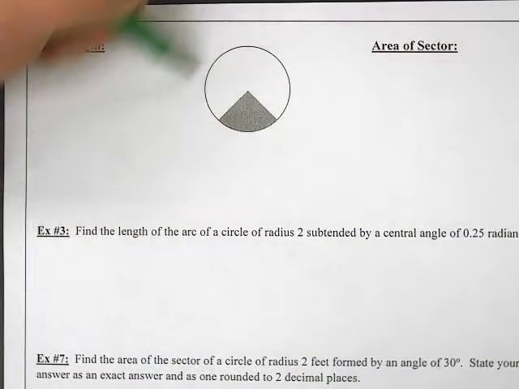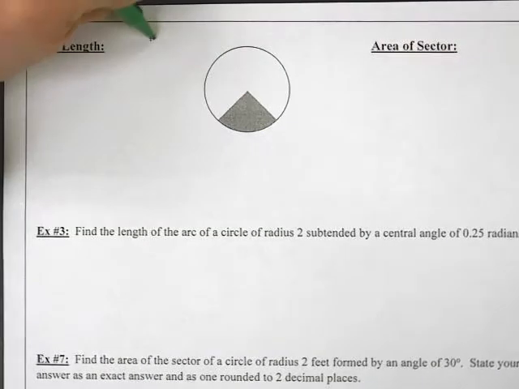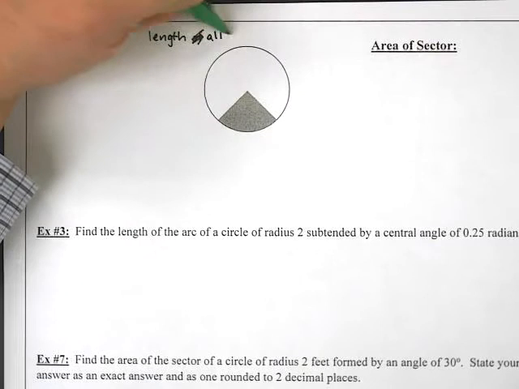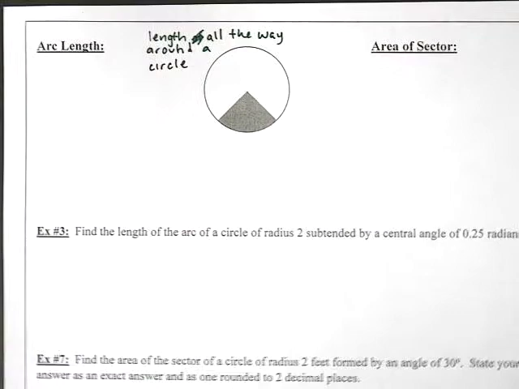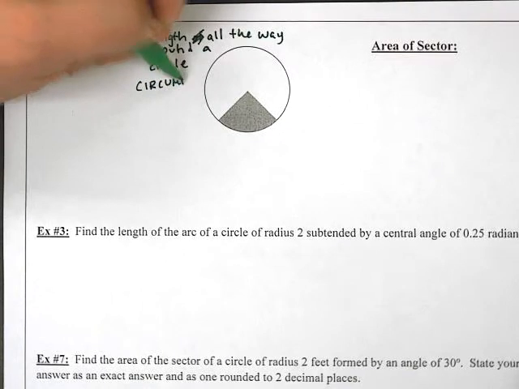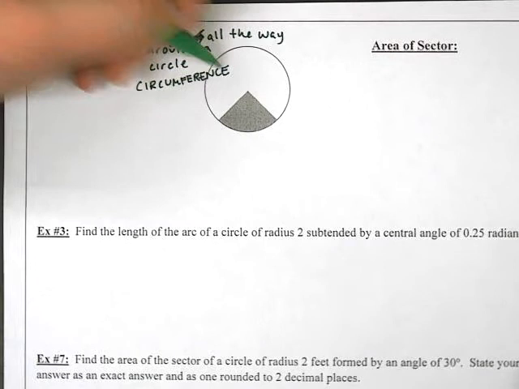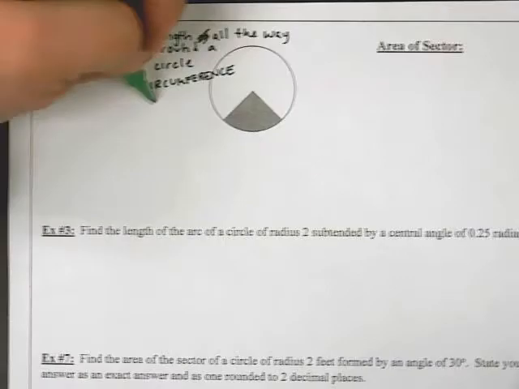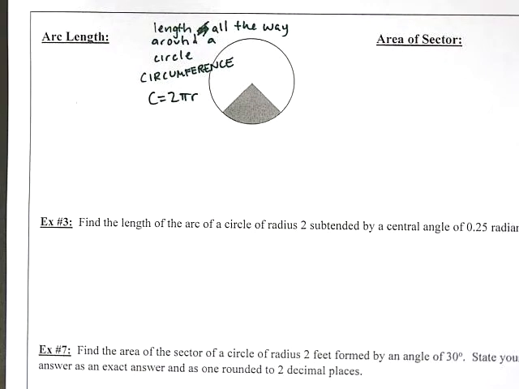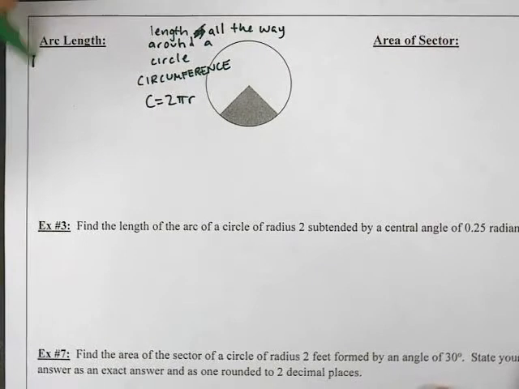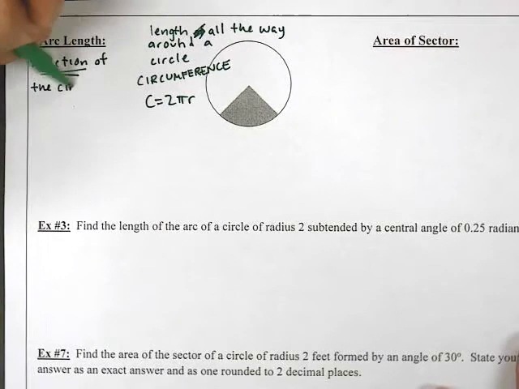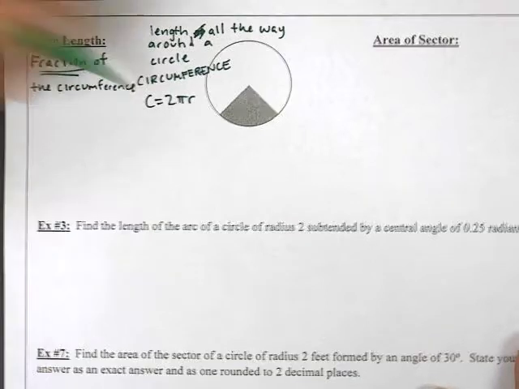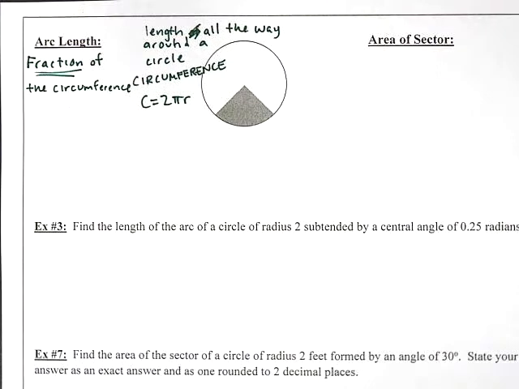What do we call it if we go all the way around the circle? The length all the way around a circle, we call that the circumference. I don't think I spelled that right, but I'm going with it for right now. Circumference, okay? And we know that C is equal to 2 pi r. So what I need you guys to understand is the arc length is just a fraction of the circumference, and the fraction we get by using angles.